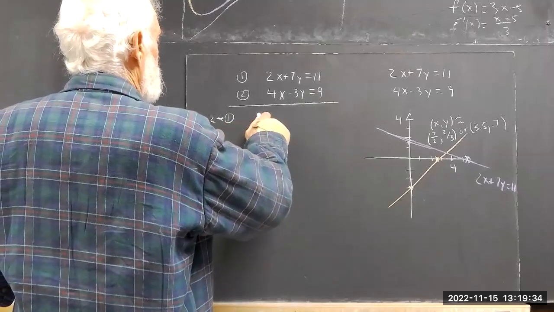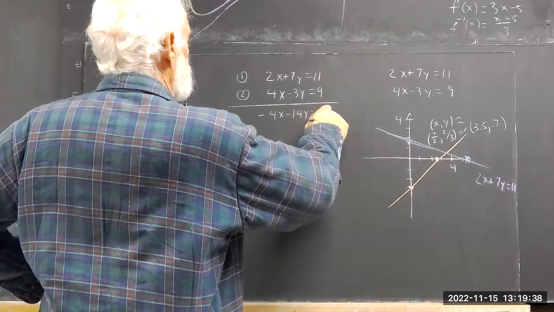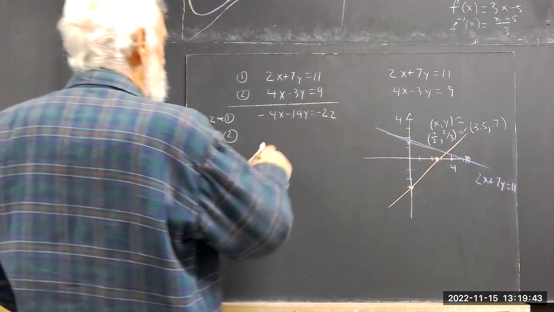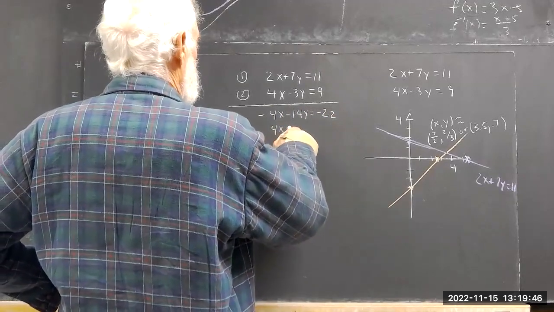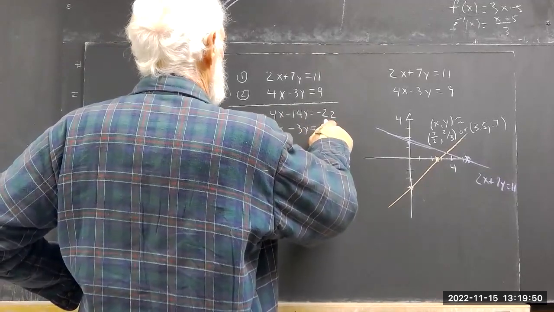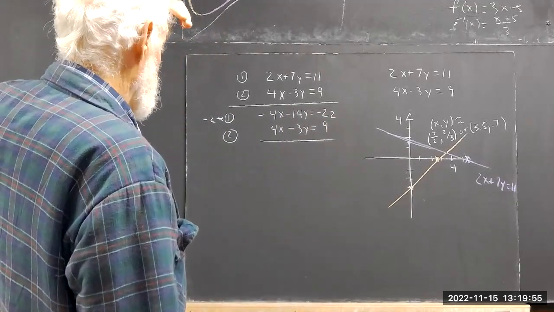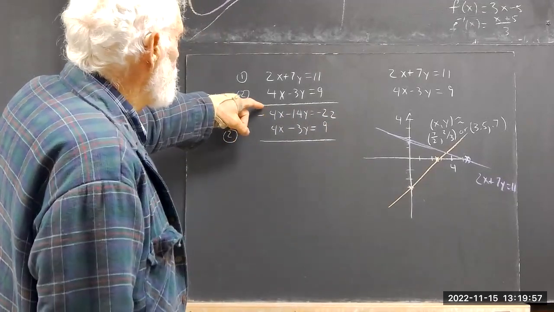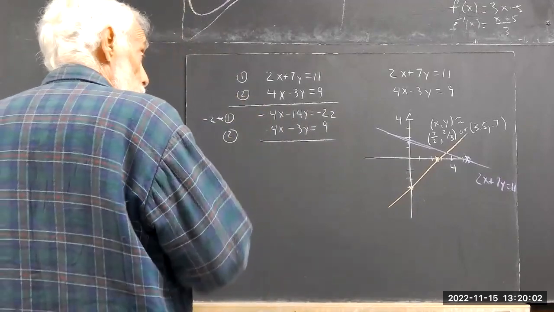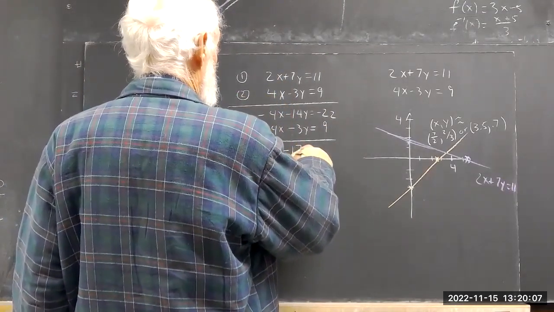So if I do -2 times the first equation, I'm going to have -4x minus 14y equals -22. And if the second equation remains unchanged, I get this. If I add these two equations, -4x and 4x gives me 0. -14y and -3y gives me -17y.